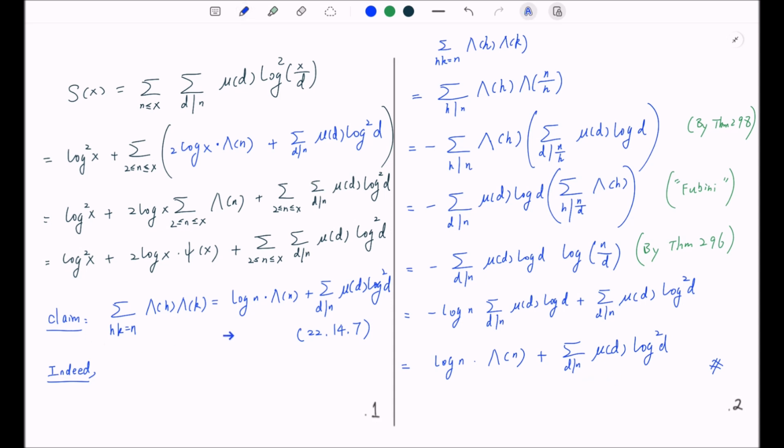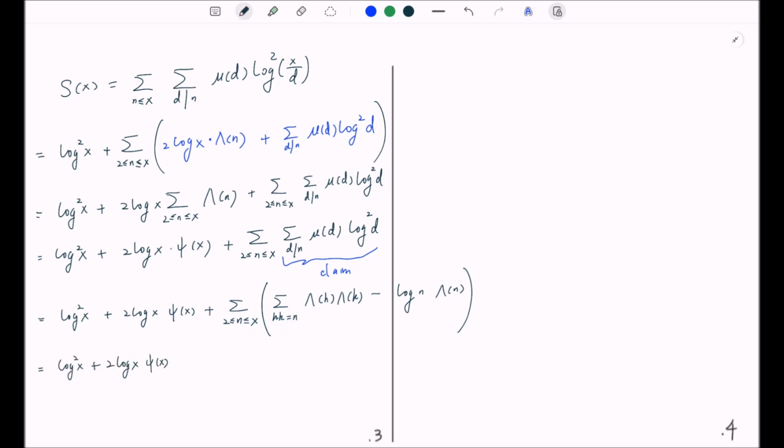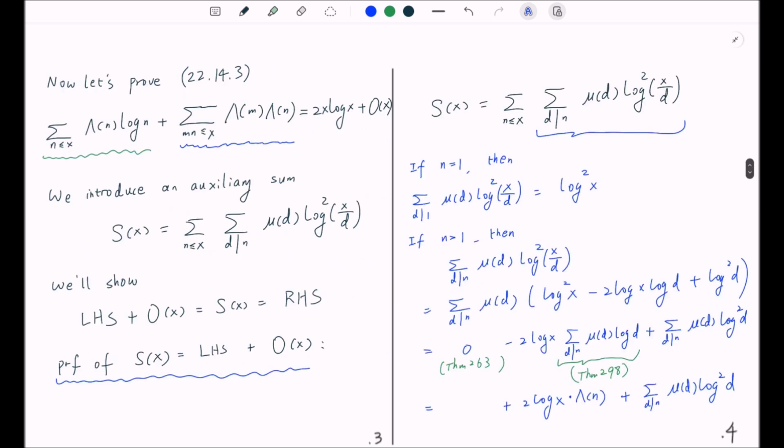So now we can use this claim in the sum by replacing this part with the difference of this guy and this guy. So by the claim, we rewrite this part as, and now we merge these two iterated sums. At this point, we are very close to the end of the proof that S of x is the left-hand side of this plus some big O of x.